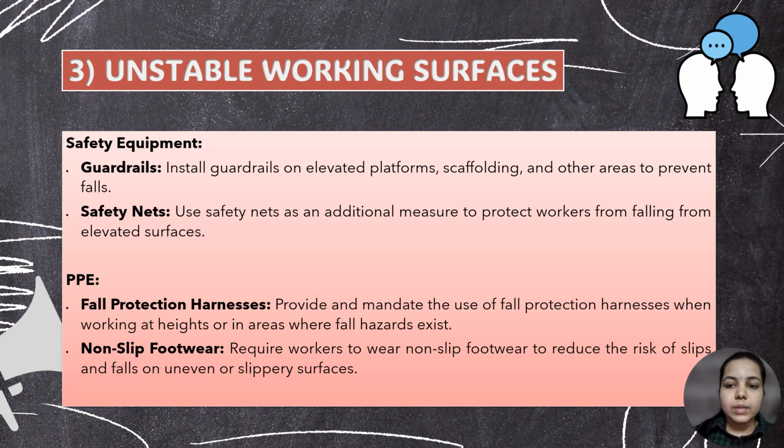For PPE, provide and mandate the use of fall protection harnesses when working at heights or in areas where fall hazards exist. Lastly, require workers to wear non-slip footwear to reduce the risk of slips and falls on uneven or slippery surfaces. That's all from me.